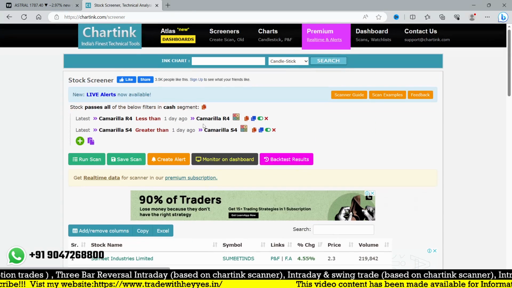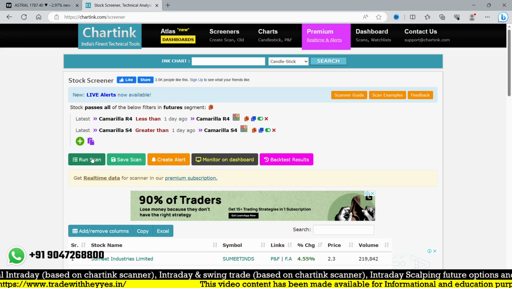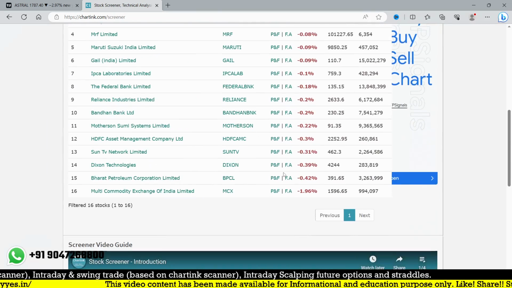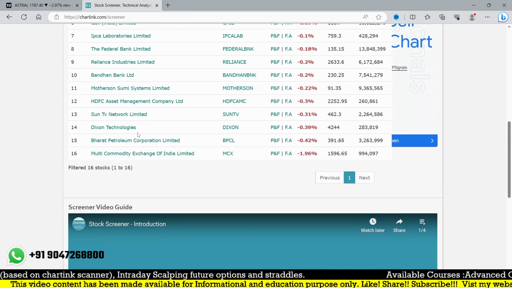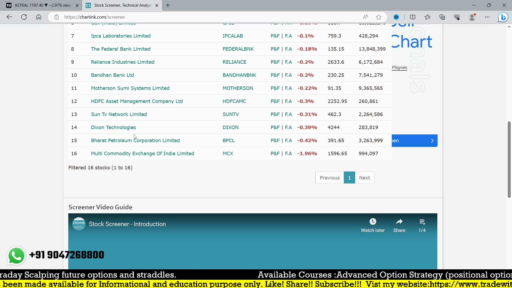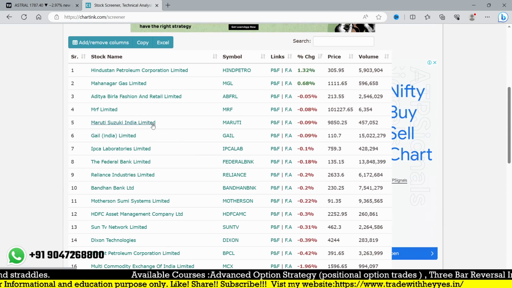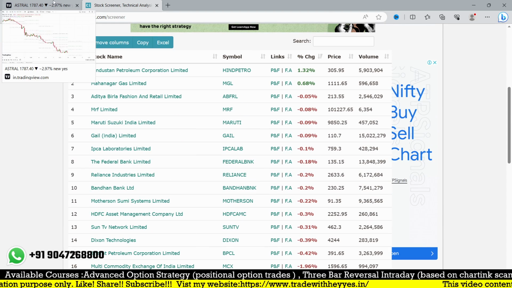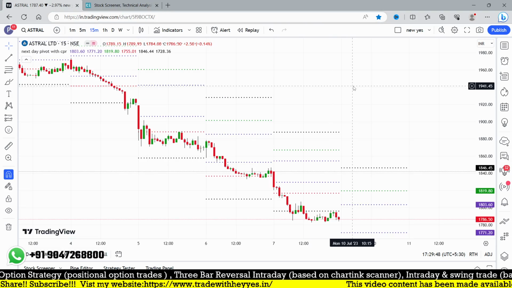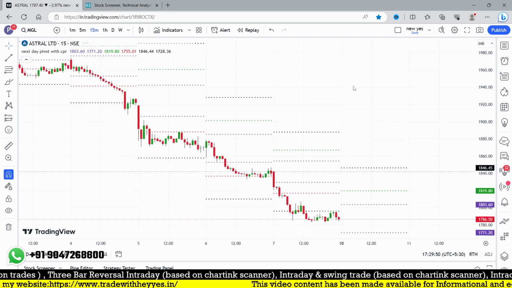Look at this. I think it's not a cash future segment. Look at the Indian Petro. These are almost 16 stocks. From these 16 stocks, if you find any breakout, that would be a better opportunity. Let me go for HPCL and MGL. I will show you that, MGL, and look at this MGL.